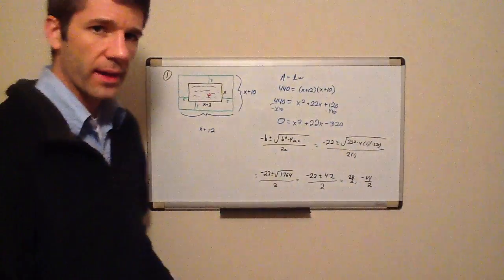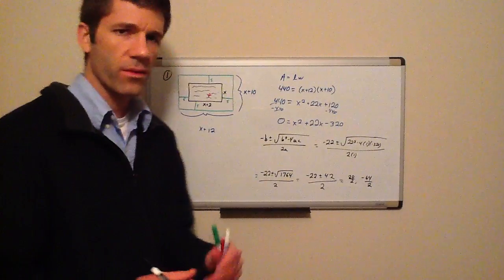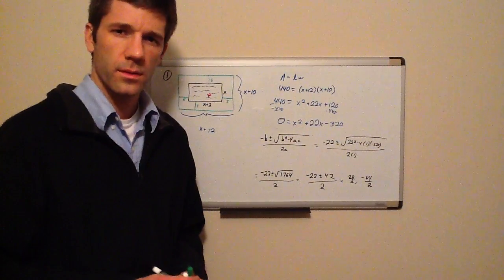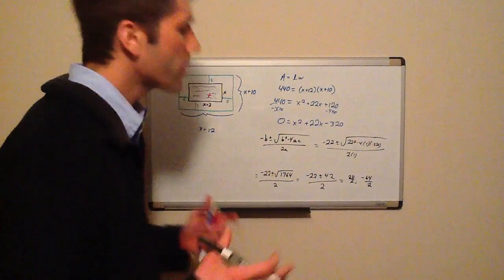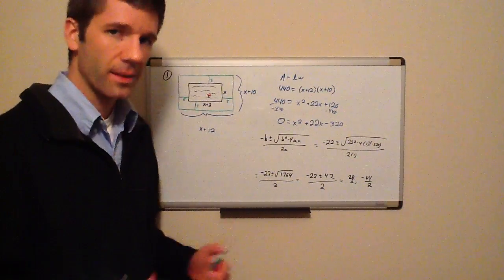What we get when we add is positive. What we get when we subtract is negative. Have you ever seen a negative length? No. I've never seen a negative length. Not on a swimming pool. Not anywhere. You can't have a negative length in the real world.